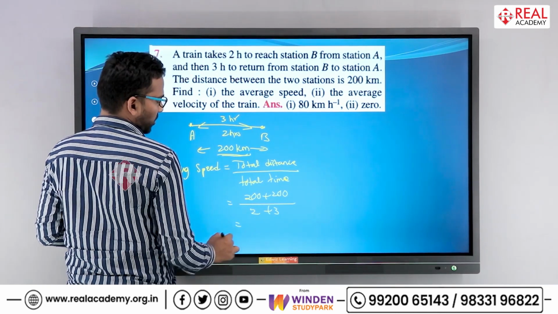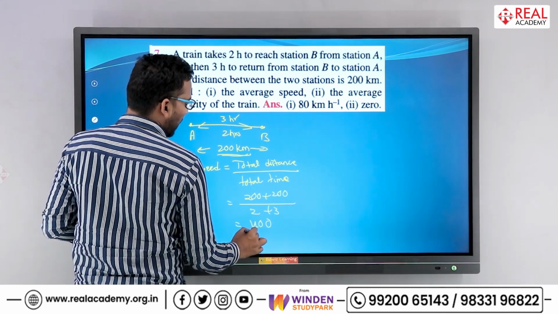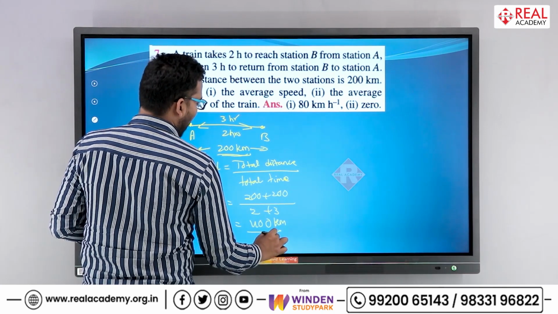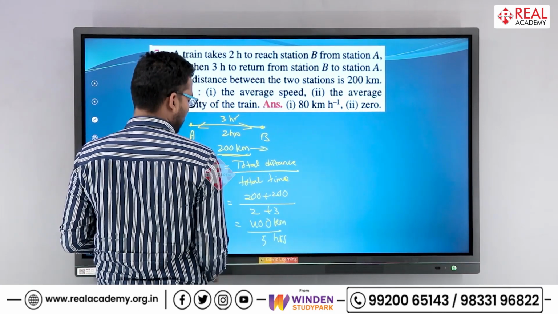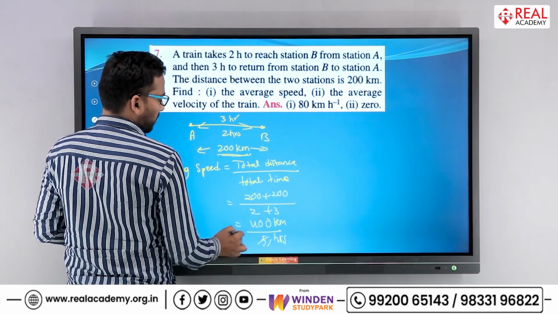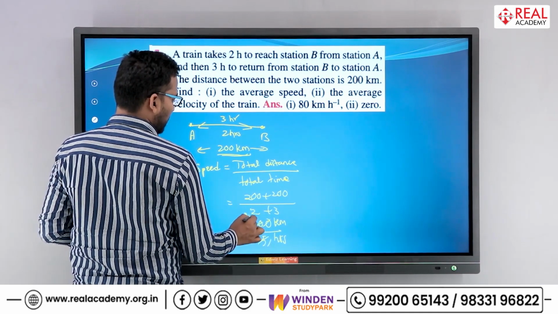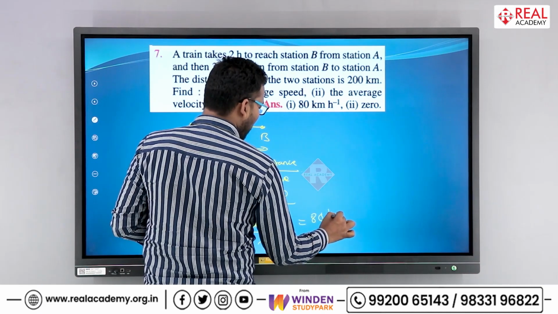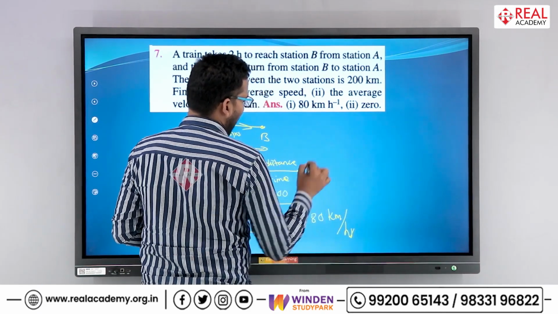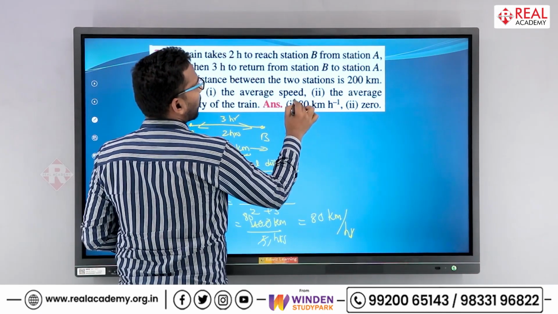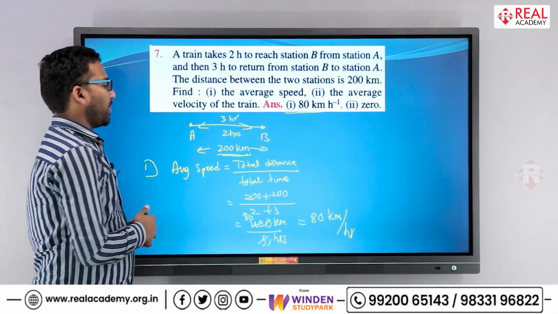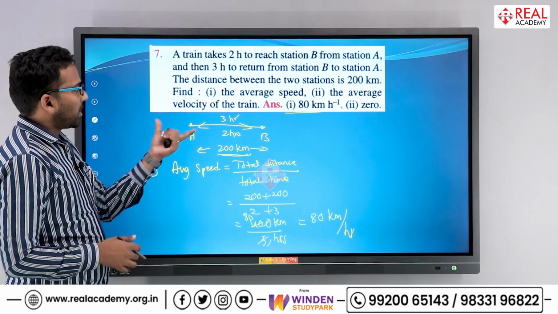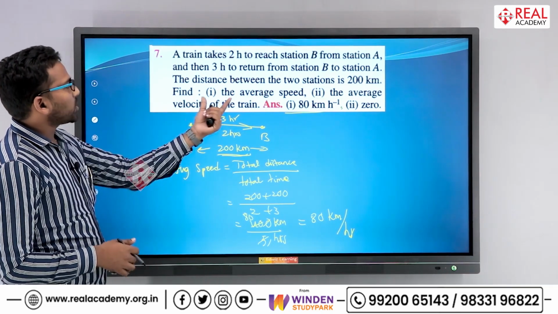So what is the ratio? That is 400 kilometer upon 5 hours. So 5 8s are 40, and 0s are. So the answer is 80 kilometer per hour. Okay, which is the required answer, 80 kilometer per hour. Clear? Okay. Now they have asked us first question average speed.